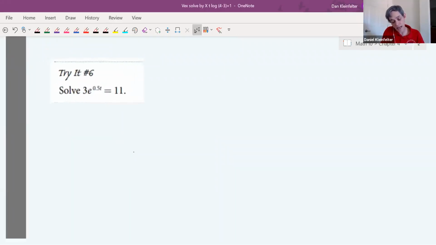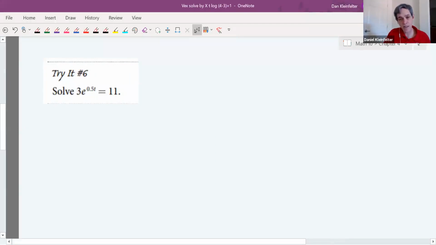Okay. All right, here's one from our textbook. In this one, it's got an e in it. There's just a single exponential expression in there. We're going to end up taking the logarithm of both sides to get access to the variable in the exponent. You'll notice that this was an exponential equation rather than a log equation. So before I take the log of both sides, I'm going to divide both sides by 3. So we'll have e raised to the 0.5t power equals 11/3.